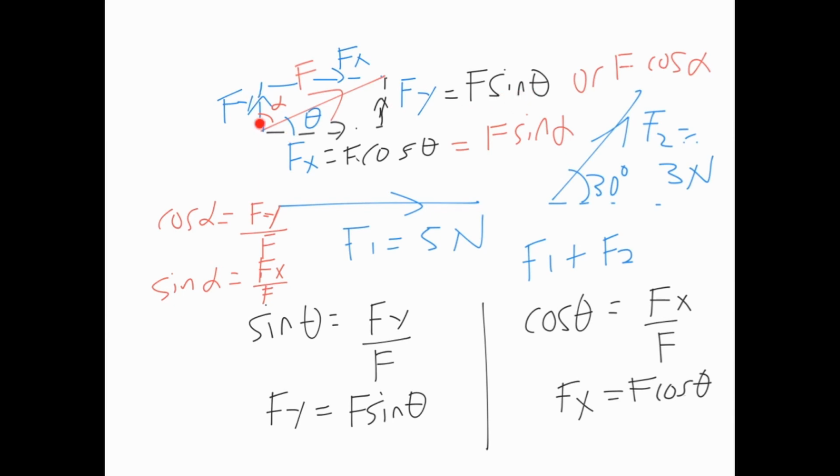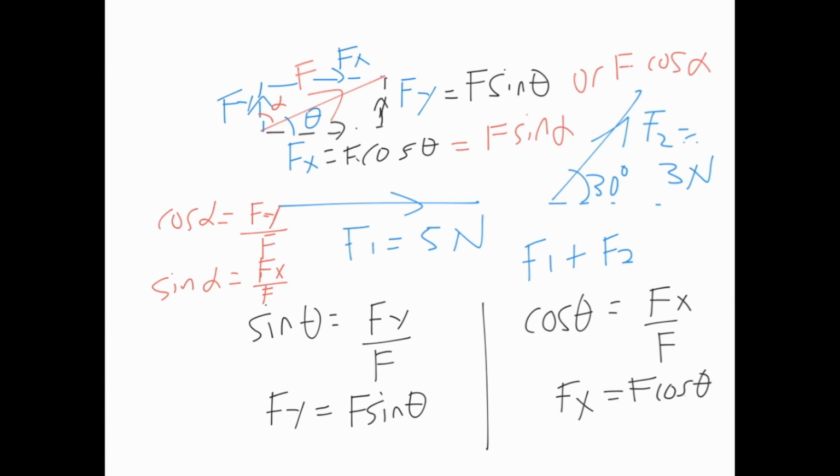So if you do this side, this component is sharing the angle alpha with my resultant, so Fy will be cos. But Fx is opposite to the angle alpha, so therefore Fx is F sine alpha. So that's a shortcut, you must remember. So what do we do with all this resolution?